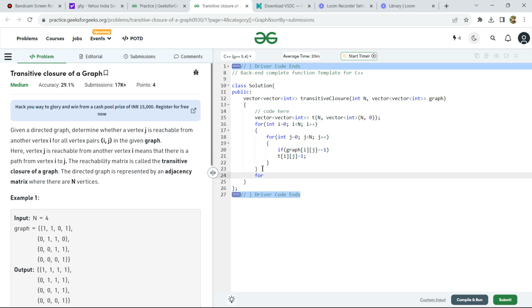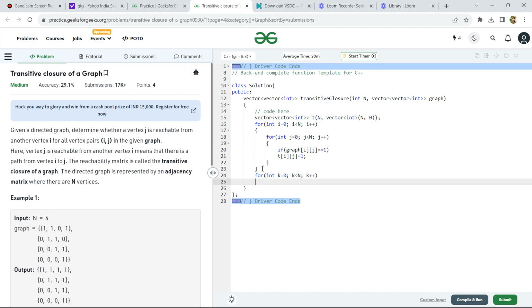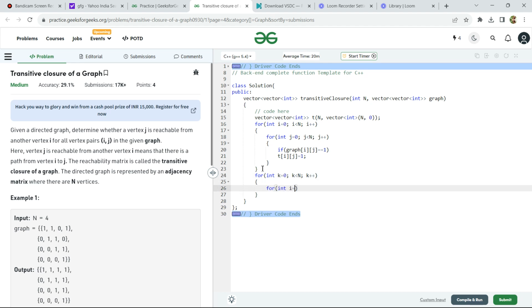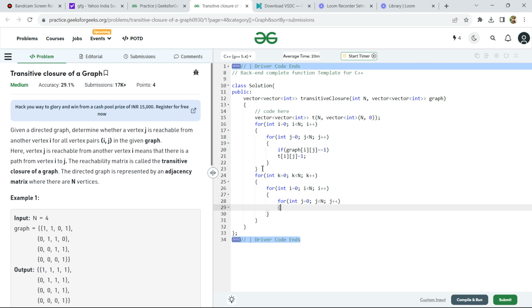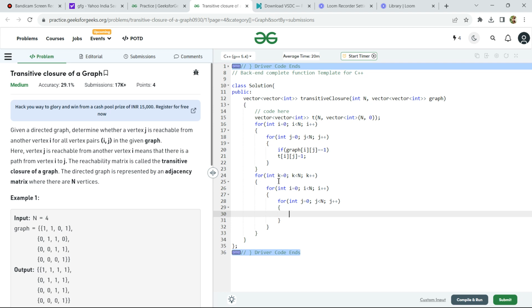Now we will use three for loops. The first for loop is used to find the intermediate vertex k such that there exists a path from i to k and there also exists a path from k to j. In that case, we can say that there exists a path from i to j. So we will write this condition.